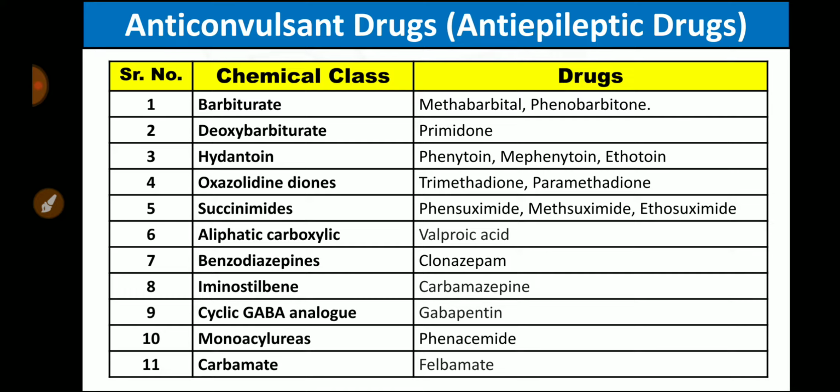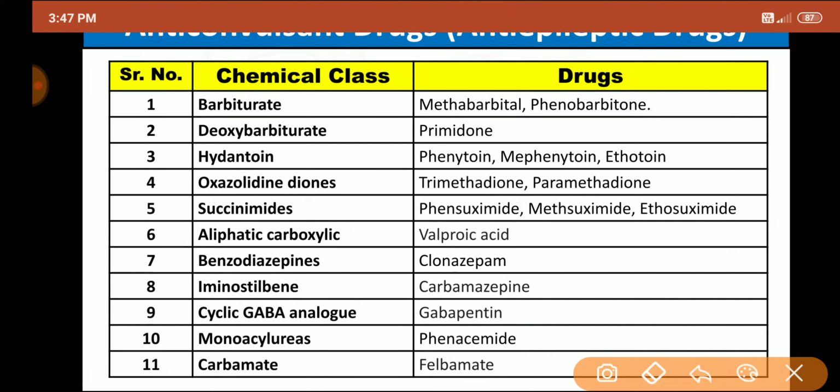So this is the chemical classification of anticonvulsant drugs, where these drugs are classified into 11 classes. This is the classification I have made, and all these drugs are included in your PCI syllabus copy. Barbiturate derivatives like methabarbital, phenobarbital. Then the second class of molecules is deoxybarbiturate. One molecule is there, primidone.